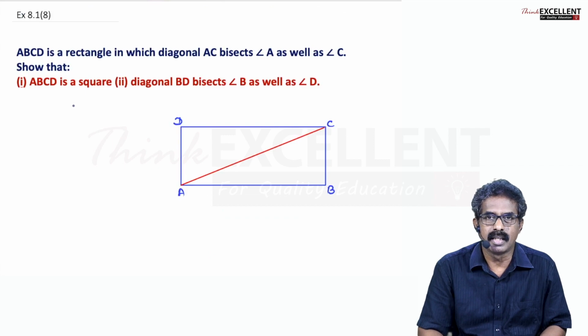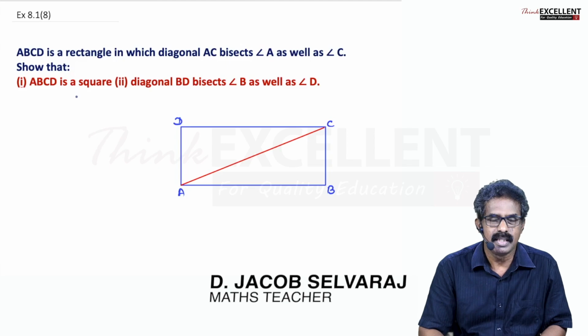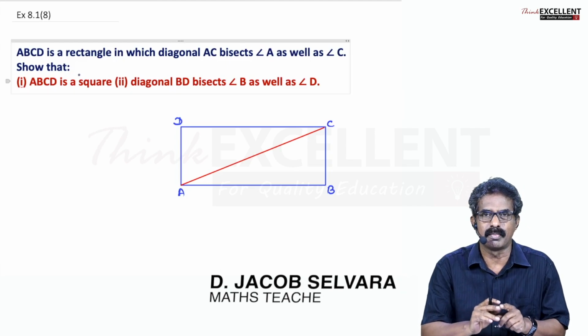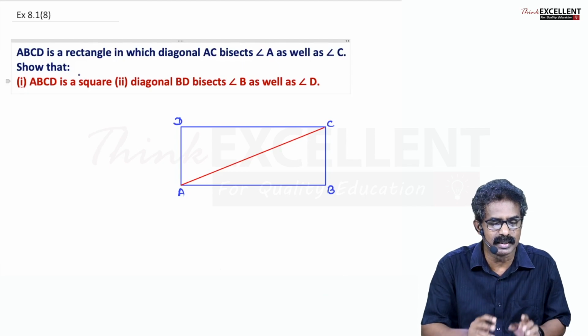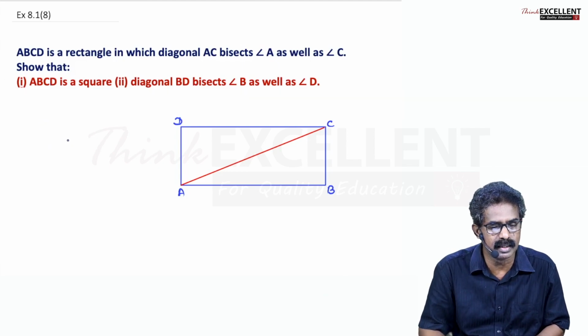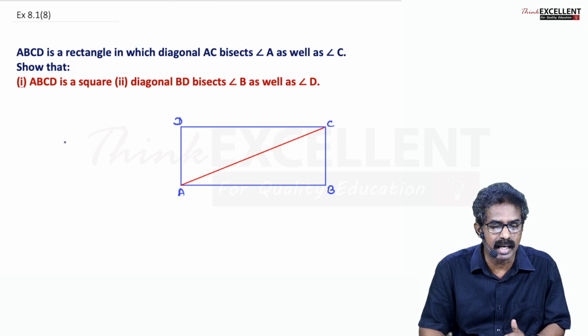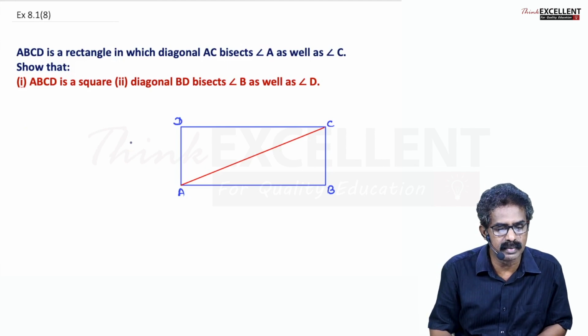Now let us see the 8th question of exercise number 8.1. See this question, ABCD is a rectangle. So immediately it should come to your mind, right? ABCD is a rectangle. You can see the diagram. ABCD is a rectangle in which diagonal AC bisects angle A as well as angle C. See what is given here.